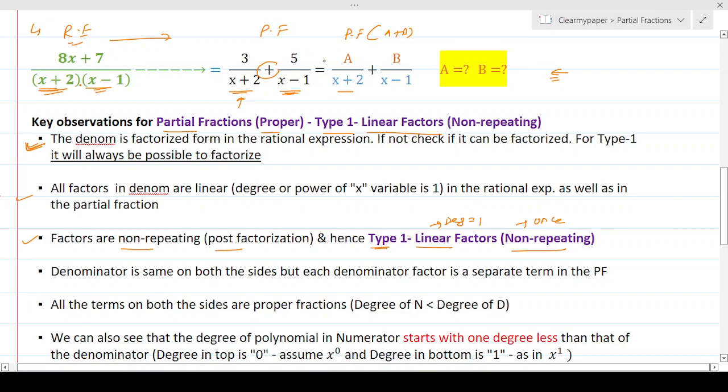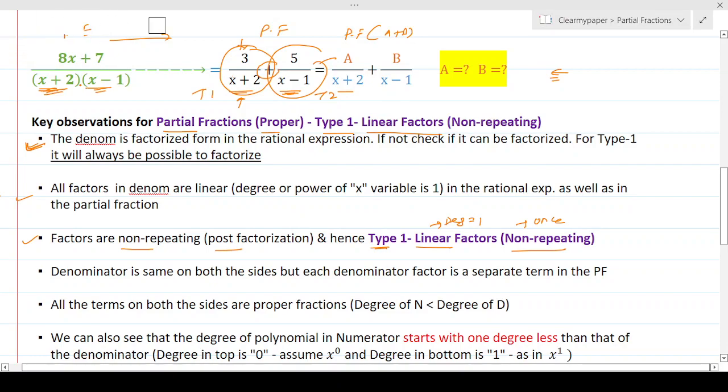And for each factor, then you have a constant, whether 3 or 5 or a and b. That's what is mentioned here. So the denominator is the same on both sides. The only thing is, in the way you express the parts of the partial fraction, you separate out each of the factors from this rational expression and put them as individual terms. So this whole thing becomes term 1. This whole thing becomes term 2. So the factors get separated out into individual terms when you move them into the partial fractions.